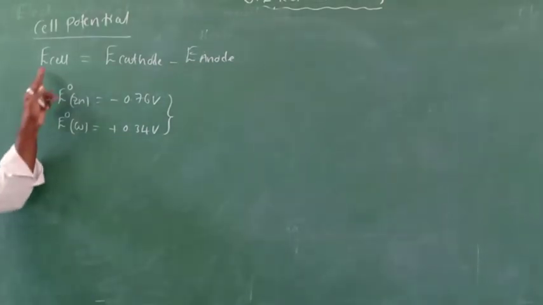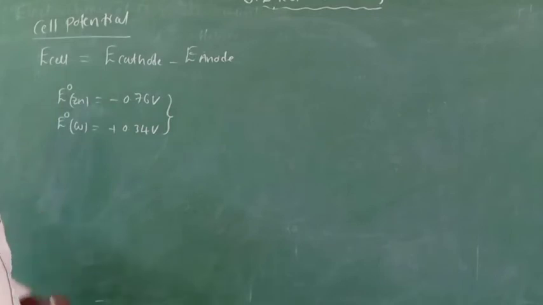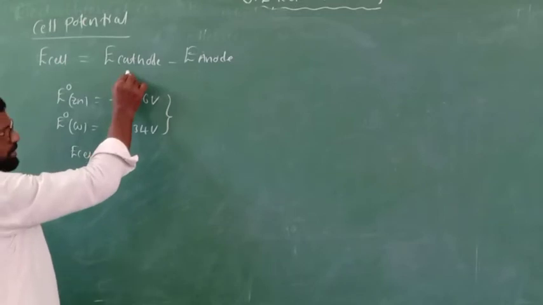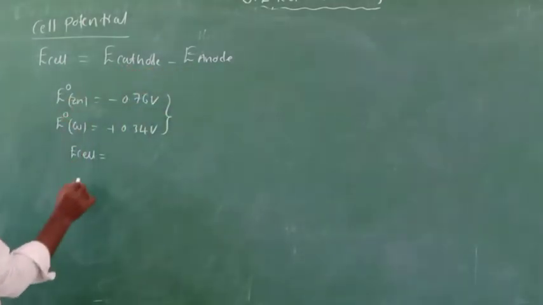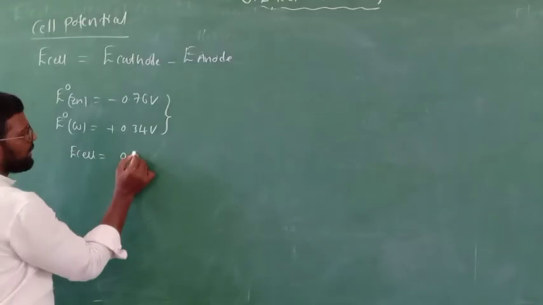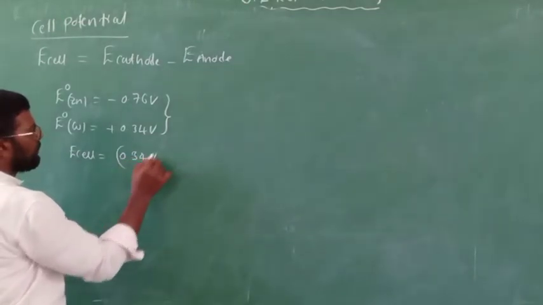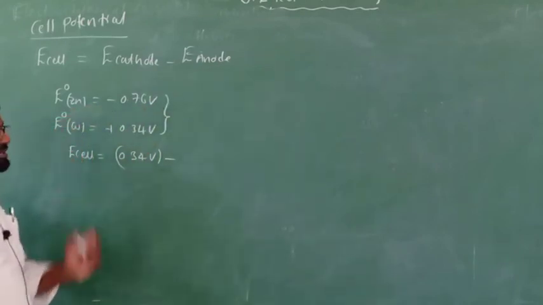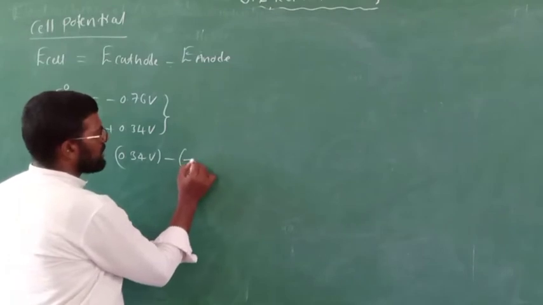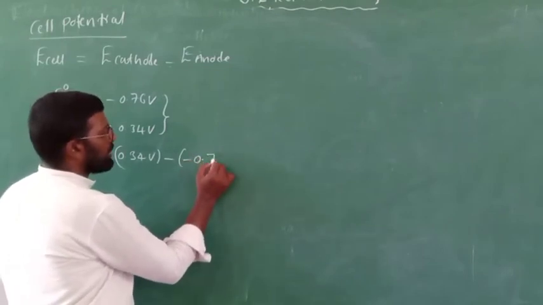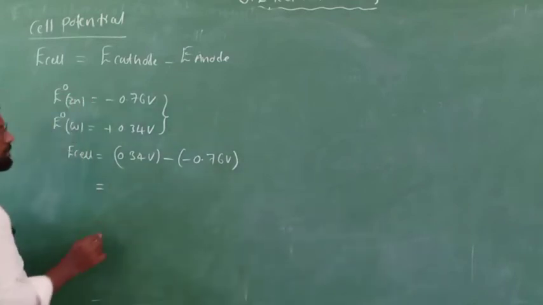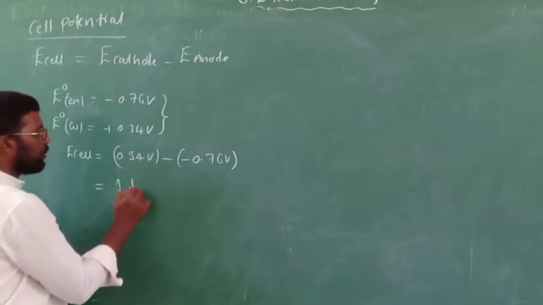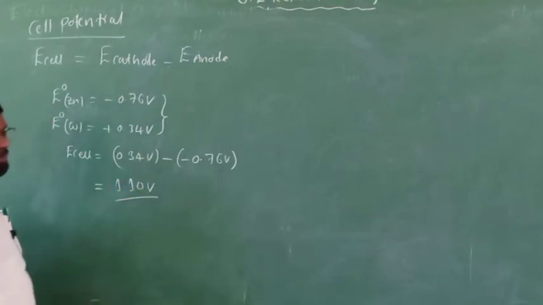And from this, we can determine the cell potential. E cell is equal to cathodic potential minus anodic potential. What is cathode here? Copper. So plus 0.34 volts minus anodic potential. Which one is used as anode in the previous case? Zinc is used as anode, minus 0.76 volts. So minus of minus becomes plus, and if we add these two it becomes 1.10 volts. This is the cell potential.